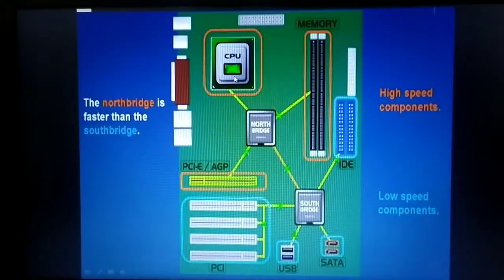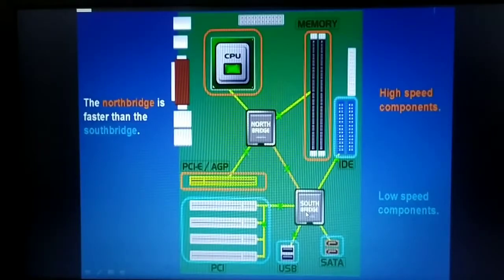If the CPU wants to communicate with these lower components, then the CPU has to pass the data through the bus to the north bridge. The north bridge will pass the data to the south bridge, and the south bridge in turn will pass the data to these lower components. Similarly, whenever a reply comes back, it goes from the south bridge to the north bridge, and the north bridge will hand over the data to the CPU.